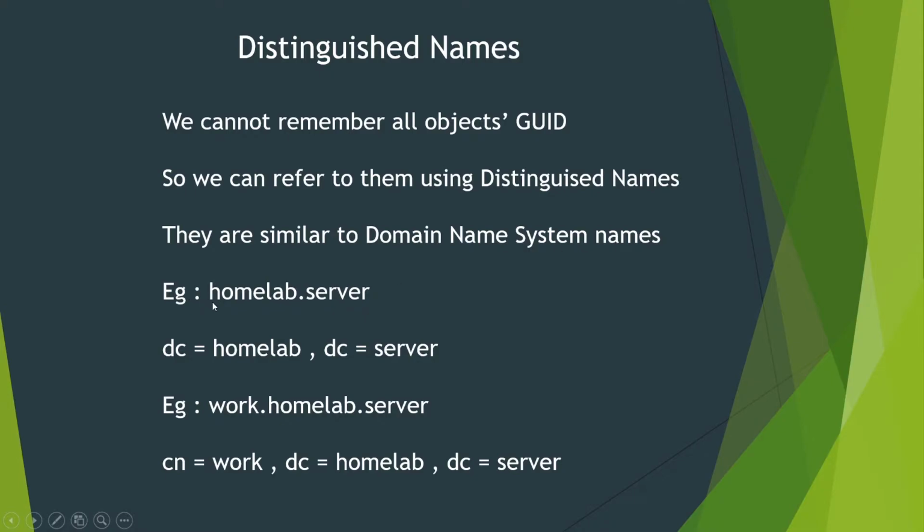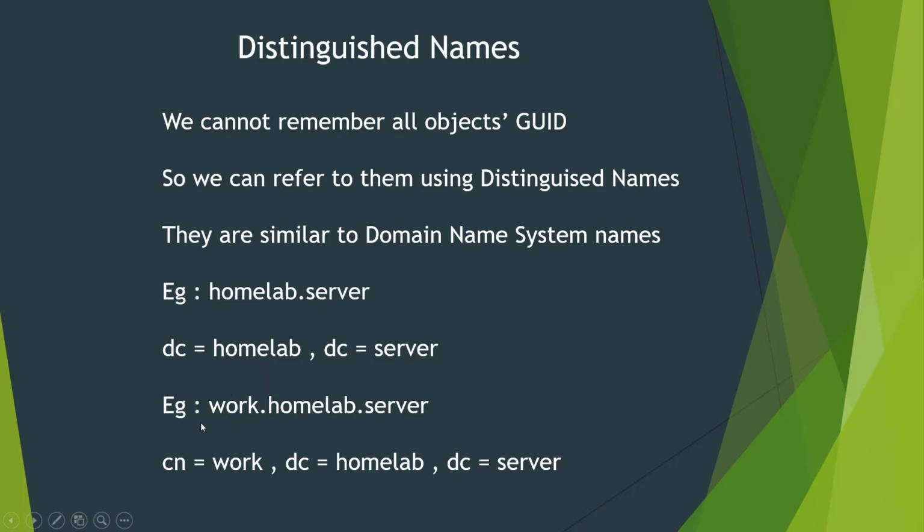Let's say an example, homelab.server, and the distinction takes place from right to left. So server is the main root and the child is homelab. It will be like that. So you need to go from right to left, and we need to assign the values. First, DC is equal to server. DC stands for domain component, and because this object is referring to the domain homelab dot server, DC is server and DC is homelab.